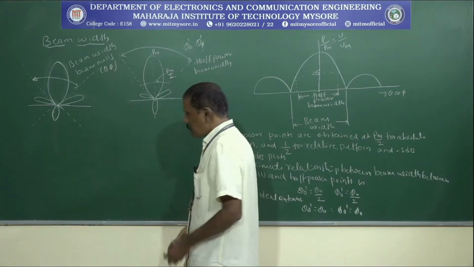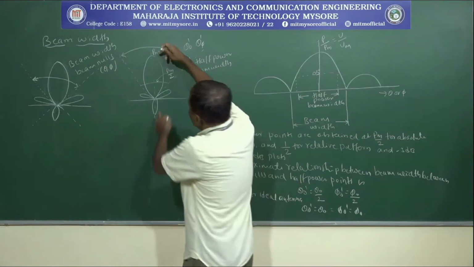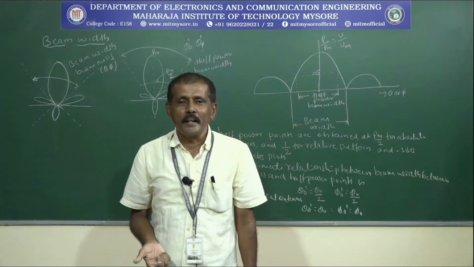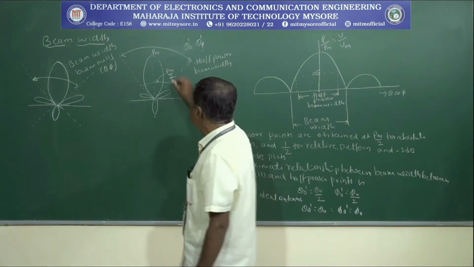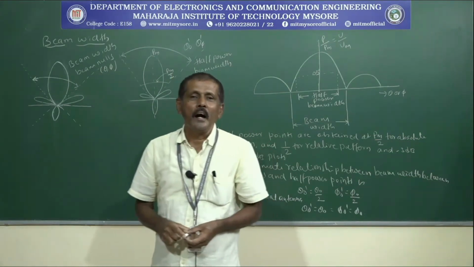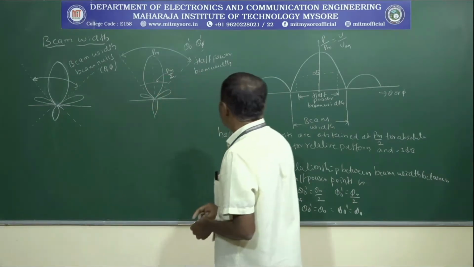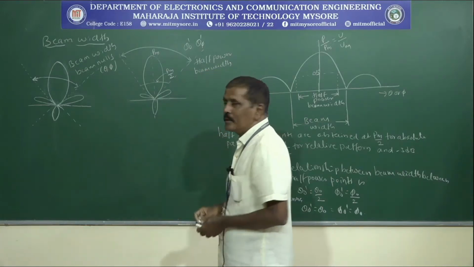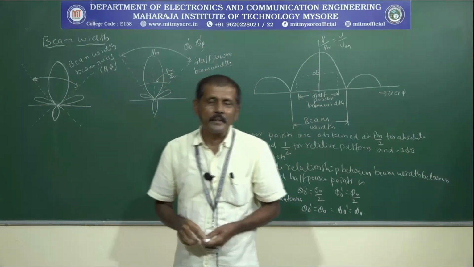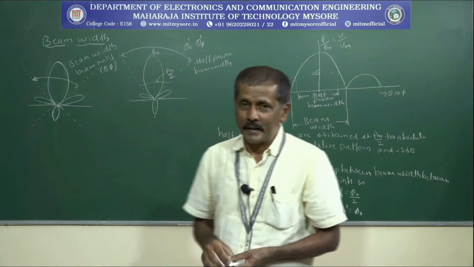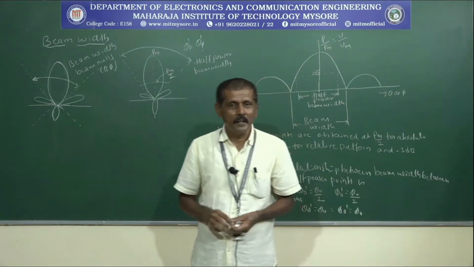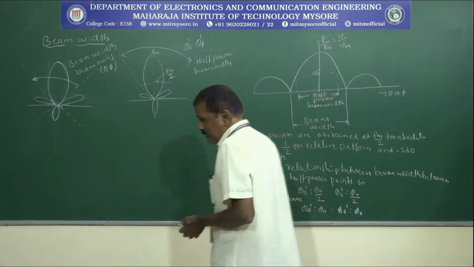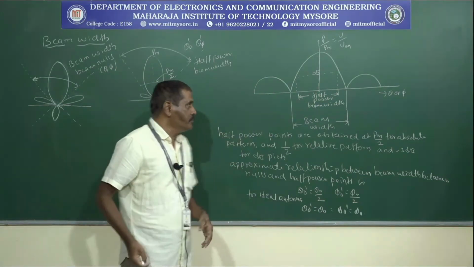Now let us come to the second figure. Here, whatever PM is written, PM is the maximum power radiated by the antenna, and PM by 2 is nothing but half of the power radiated by the antenna. Now we come across one more term, half power beam width. Half power beam width is nothing but the beam width of the antenna at half of the maximum power.